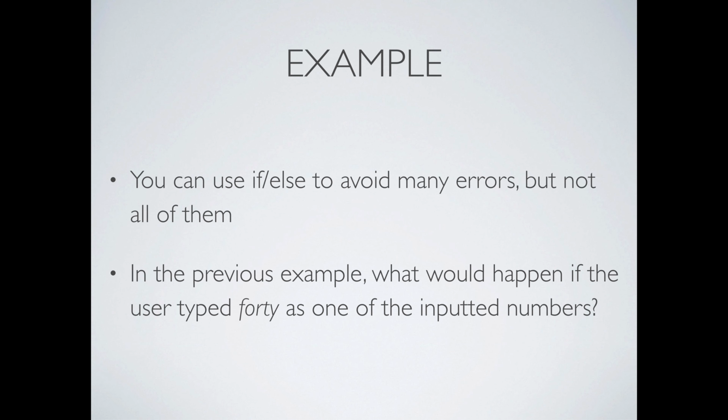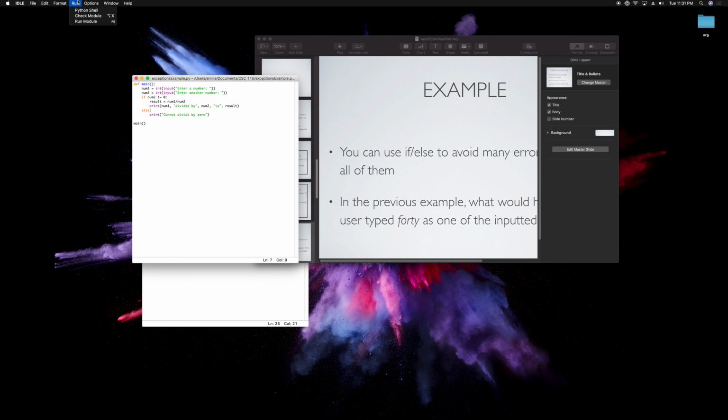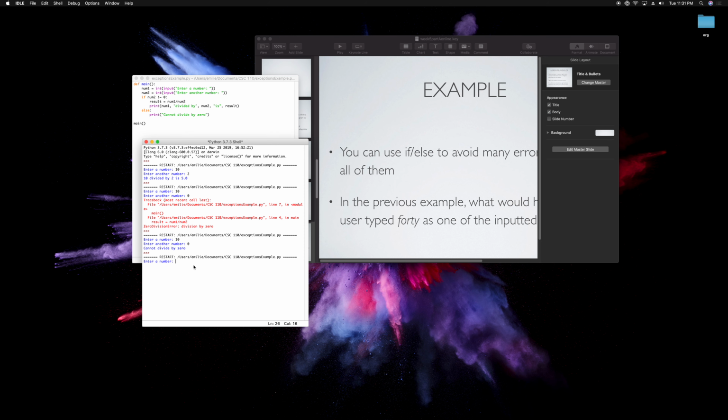That said, as awesome as if and else are, they can't handle everything. So the main focus of this exception talk is how we can handle exceptions that we might not be able to check with a simple if, a simple else. So again, in the previous example, the same one we're working with, what would happen if instead of typing in the number 10 or the number 40, I typed in the word forty? Let me run this code, run module, and do this.